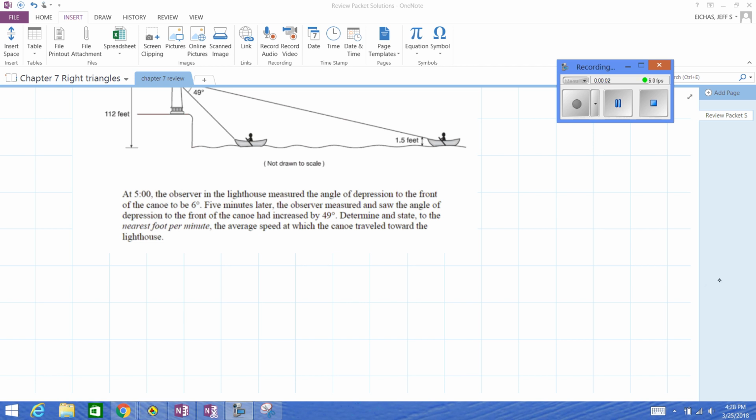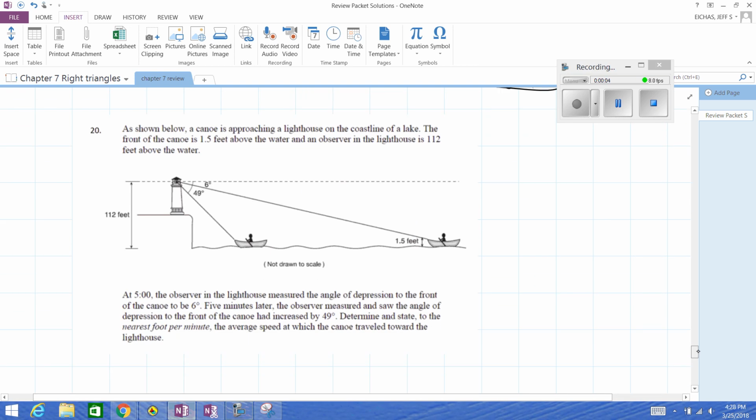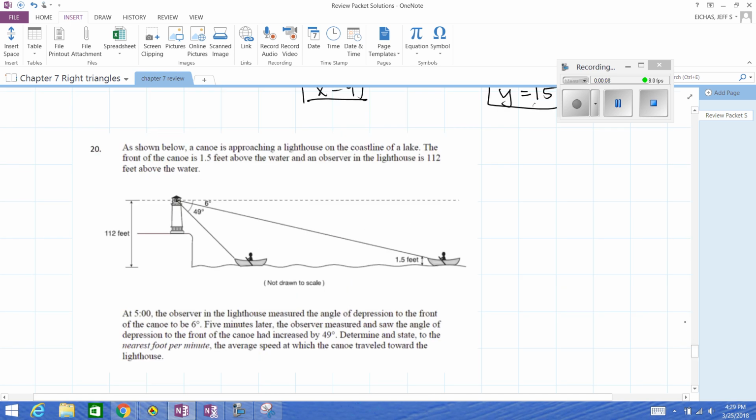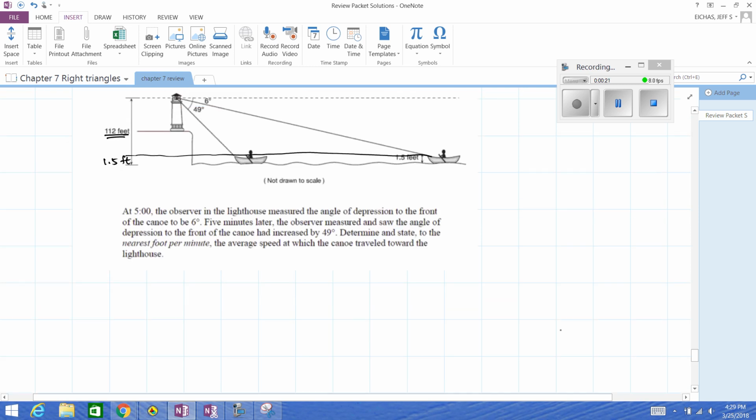Number 20 from the review packet is another double trig problem, but it's a word problem. So, a lot of layers to this problem. First thing we've got to recognize is that there's this extra 1.5 feet we're going to have to take off the 112. Okay, so I'm going to draw a couple new right triangles here, from the top of the lighthouse to the sea level, to that first boat that's close to the cliff.